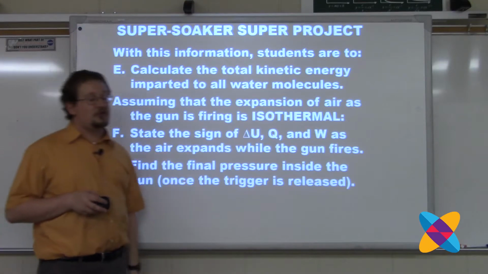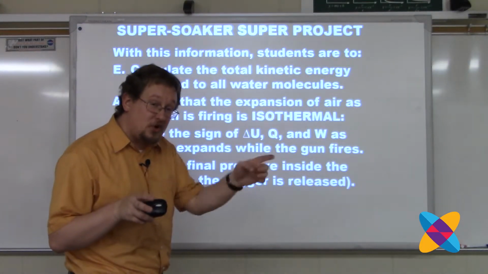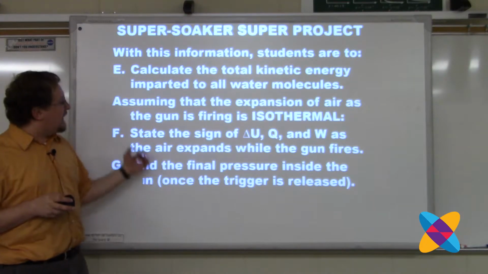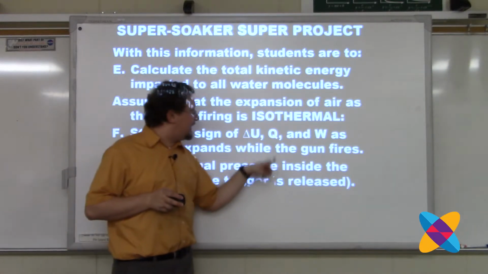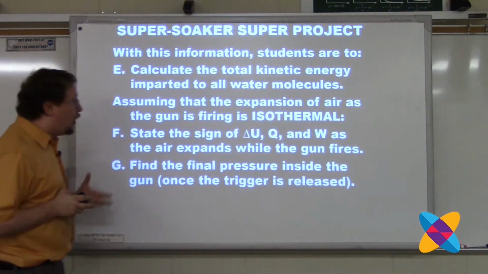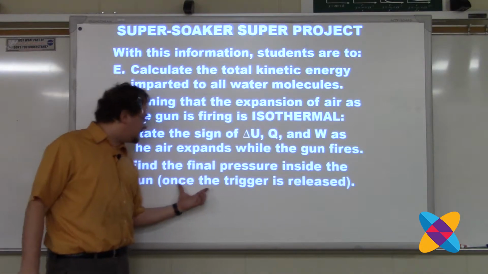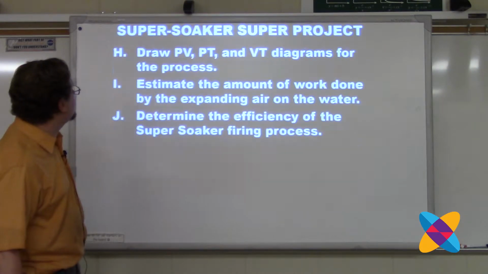Then I tell the students to assume that as the air expanded in the chamber and pushed water out while firing, that was isothermal. Tell me the sign of delta U, Q, and W, delta internal energy, heat, and work for that process. Find the final pressure inside the gun once the trigger is released and the firing is complete.